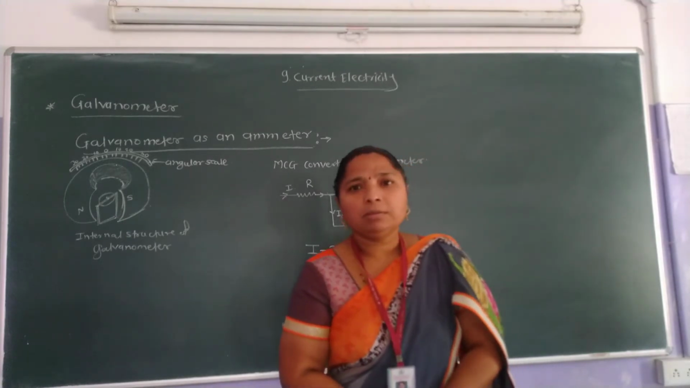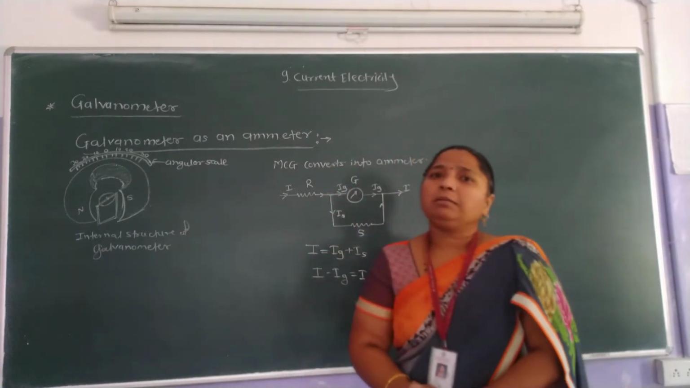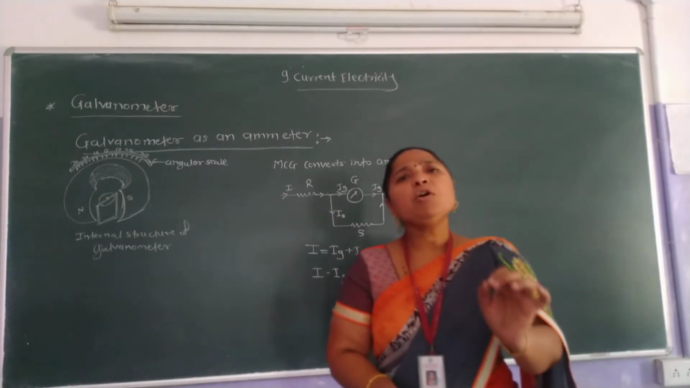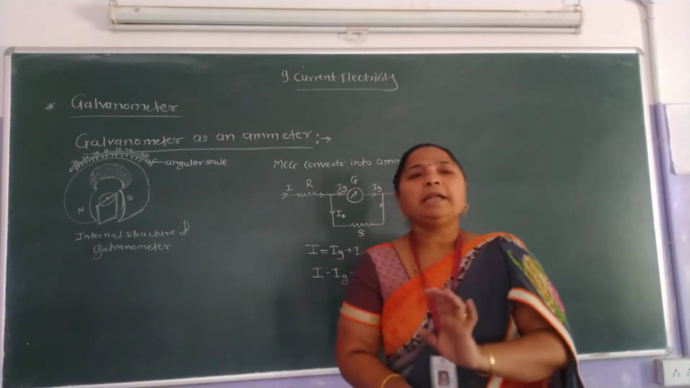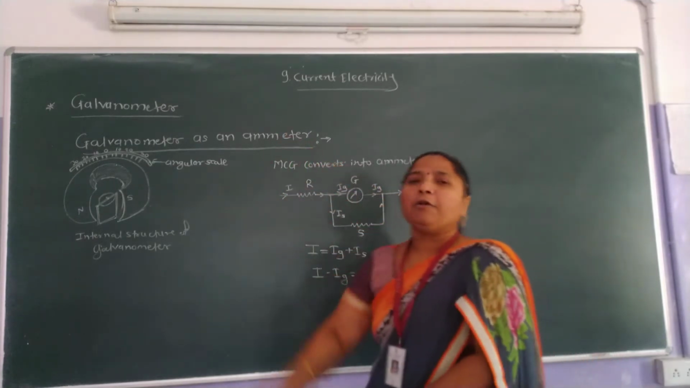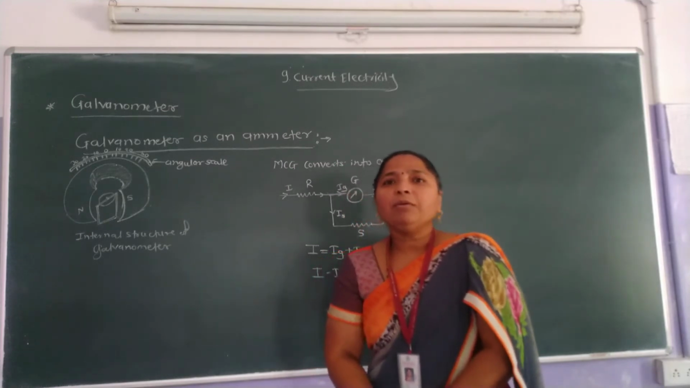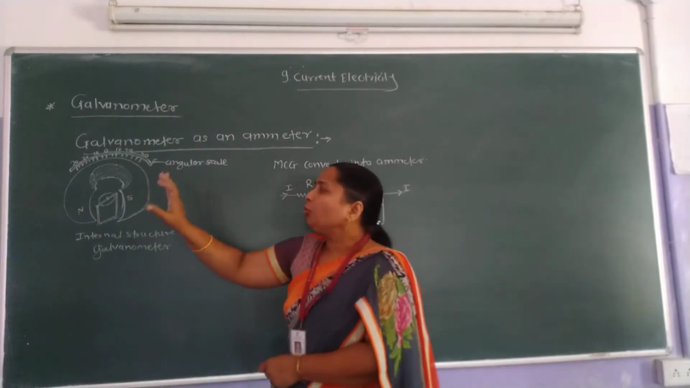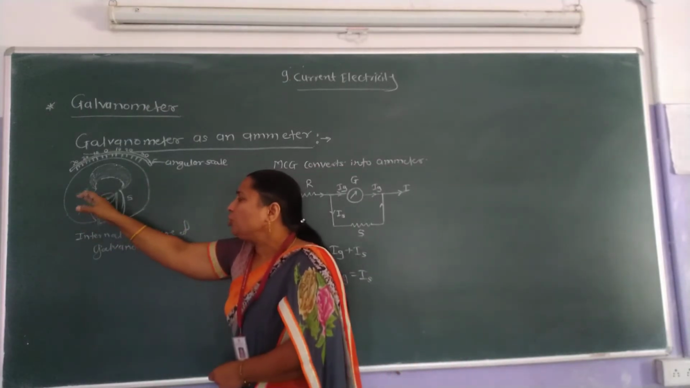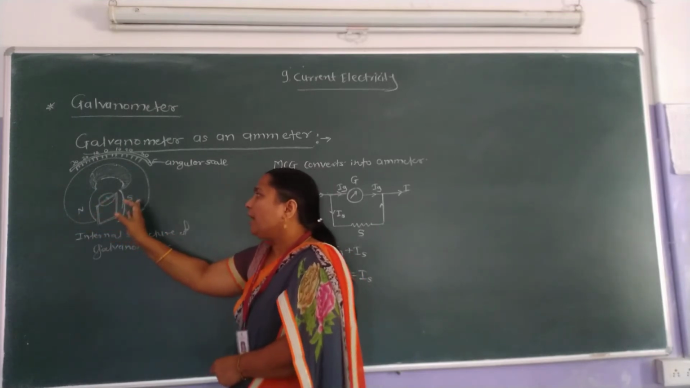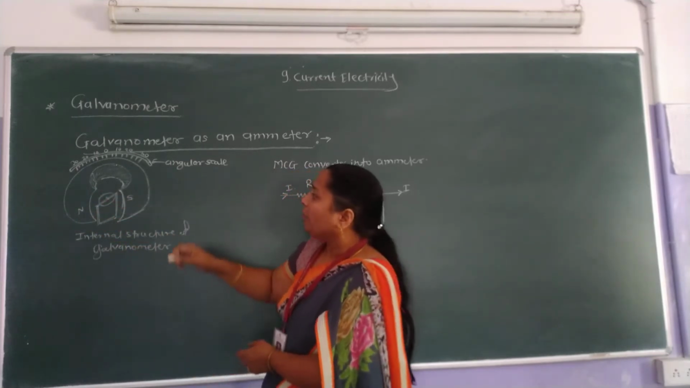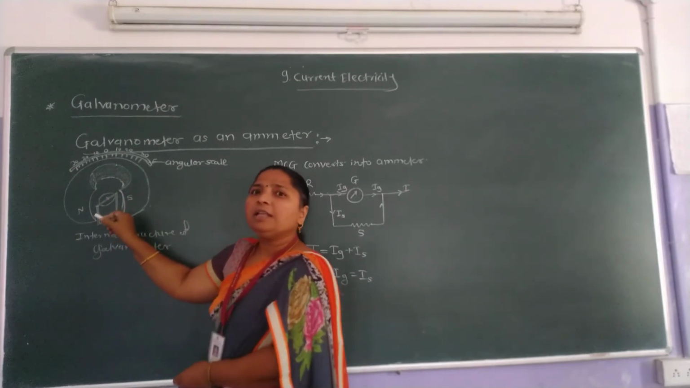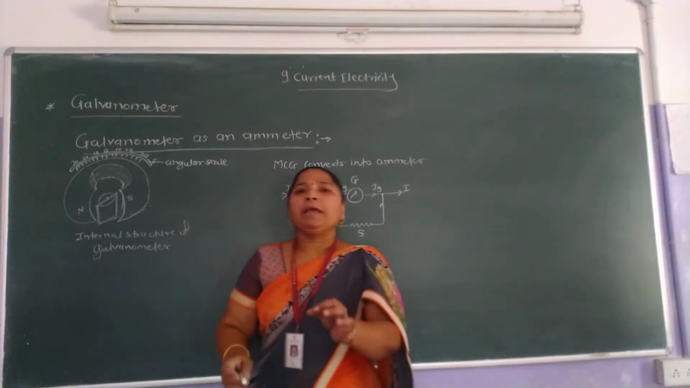Now we study what is meant by a galvanometer. A galvanometer is a device which detects a very small current flowing in the circuit. Its internal structure has 2 magnetic poles, a horseshoe magnet with N pole and S pole, with a rectangular coil pivoted between them. It is a moving coil, hence it is also known as a moving coil galvanometer.